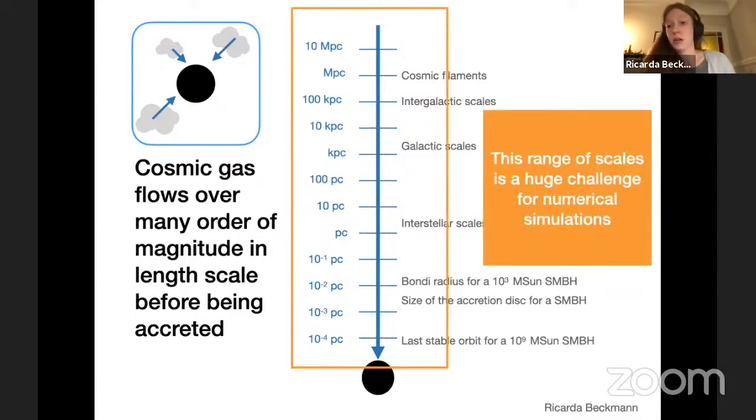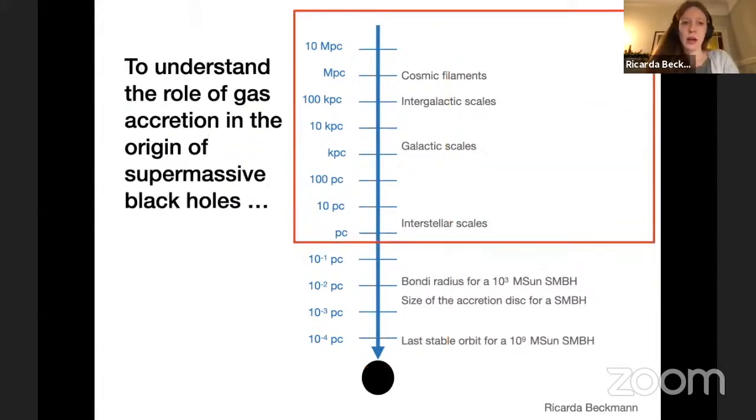Now, this is a huge numerical challenge for simulations, including all these scales in one go. Which is why typically we have to make a choice on how many of these we include in a single simulation and try to study at the same time. A typical, what we call a zoom simulation, which focuses on individual galaxies at high resolution, tends to cover this range of scales. So it's a choice where we tend to follow gas flows all the way from intragalactic scales through the galaxy and inside the galaxy.